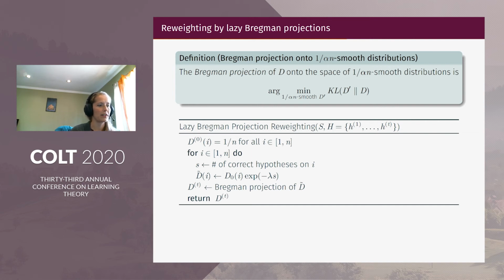So how does this work? What does this reweighting algorithm actually look like? It takes as input the sample and the set of hypotheses produced so far, and it'll start from the uniform distribution over examples. Then for each example, it'll compute a score that's sort of meant to represent how well the hypotheses have done on that example so far, so how many of them were correct. The weight on that example will then be adjusted down based on that score, as well as some learning rate lambda. What we end up with after this is not a distribution, let alone a smooth one. So we Bregman project the resulting measure back into the space of 1 over alpha n smooth distributions. And that's the distribution we return. And we can show that this algorithm satisfies 1 over alpha n slickness.